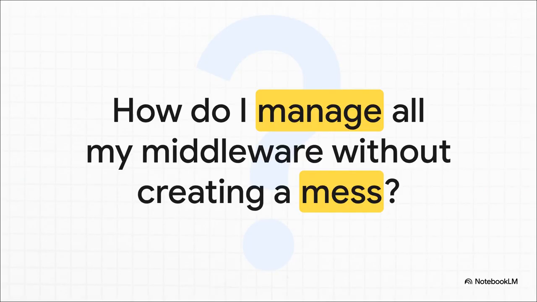Look, it's a classic problem, right? Every single Go developer runs into this. You start out simple, maybe one or two middleware functions, and everything's great. But then your app grows, and that simple setup turns into this tangled, nested mess. So the big question is, how do you manage all that without losing your mind?